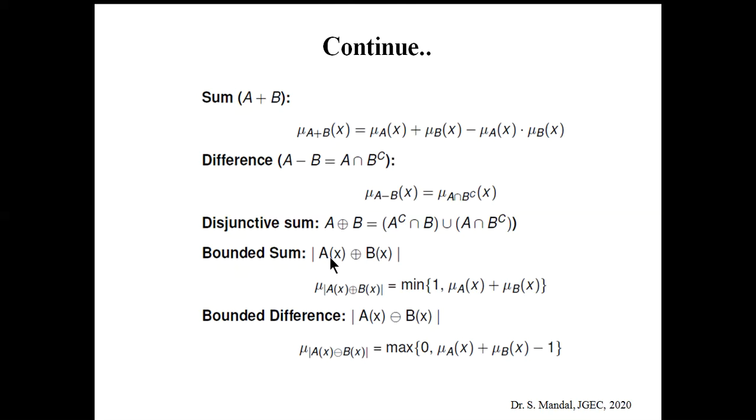This one is the bounded sum, and for the bounded sum we express it as a bounded sum b, denoted by the minimum of 1 and mu a of x plus mu b of x. And this is the bounded difference, with its own notation and symbol, and it is given by the max of 0 and mu a of x plus mu b of x minus 1.